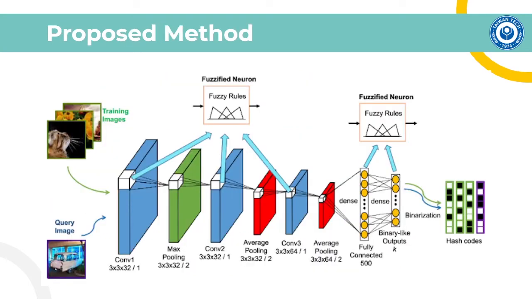So this is the method proposed by this paper. They create a deep learning module to generate the hash code based on the query image, and then they also modify the convolutional and the fully connected layers to use the fuzzy rules. So they change the operation in the neuron to use the fuzzy rules. We will try to learn about this exact method in the next slide.